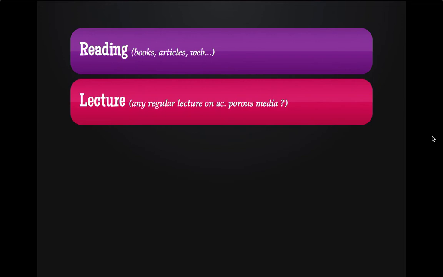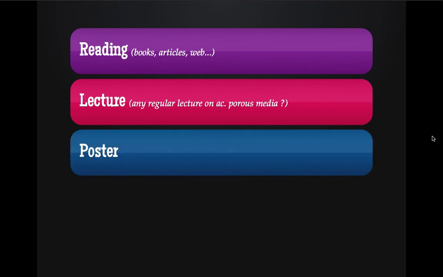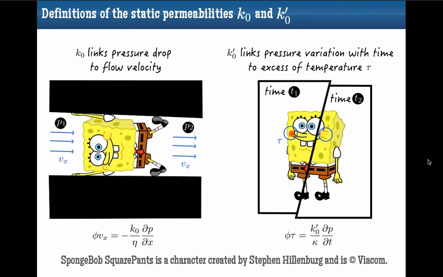The third perspective I would like to talk to you about is a poster, and I will add to this third perspective comics. Usually when people get the answer after an abstract submission to a conference that they will have a poster rather than an oral presentation, they are often sad about that, while it's an interesting way to show your work. I will not show you an example of a poster, but I will show you two pictures which are my visual definition of the static viscous permeability K0 and the static thermal permeability K prime 0.